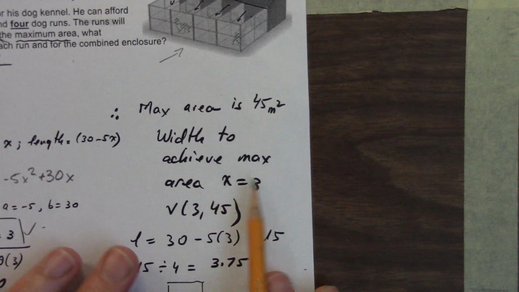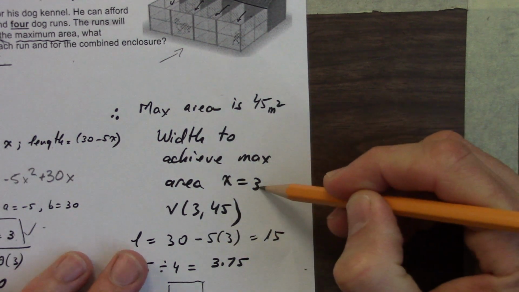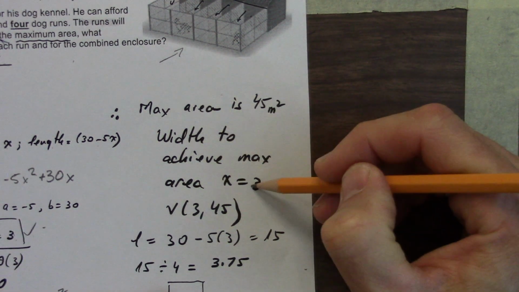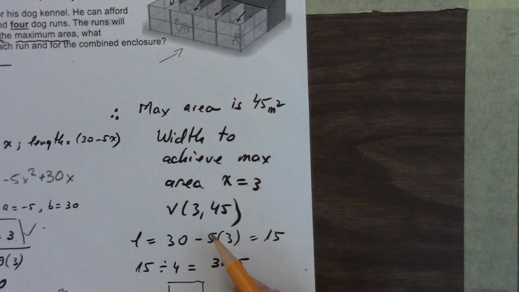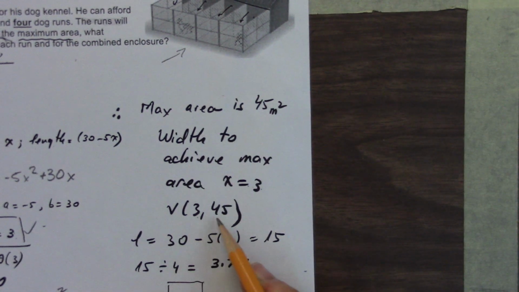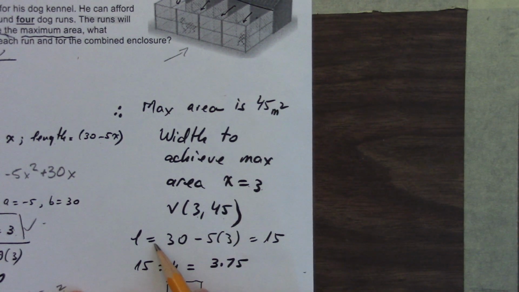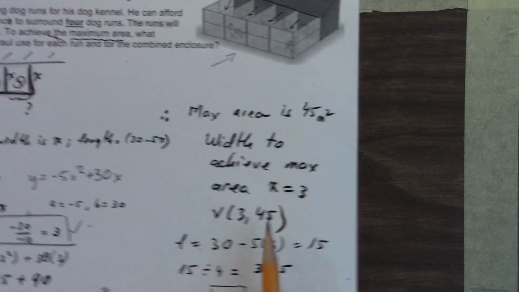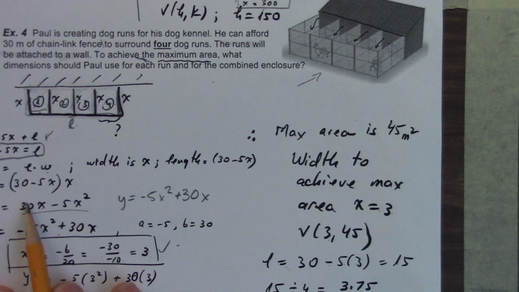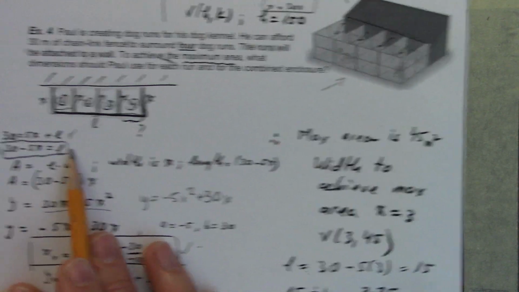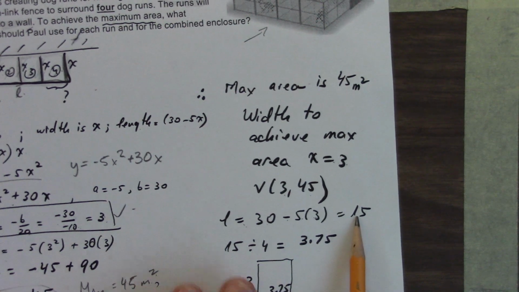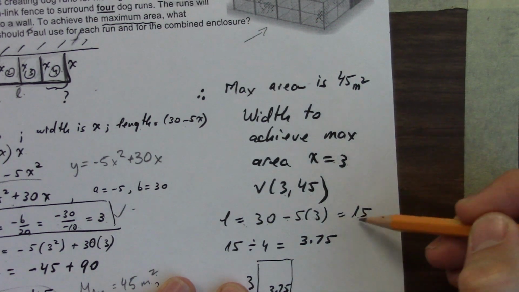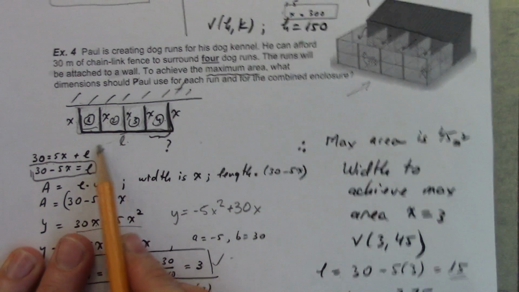Width to achieve the max area. So we need to solve for the width now. Oh, sorry, we have the width. X is equal to 3. We did solve that. Okay, 3 and 45. And finally, your length is equal to 30 minus 5 times the width, which was determined over here, right? This is your length formula over here. We determined that we have a length of 15. That's your total length here.